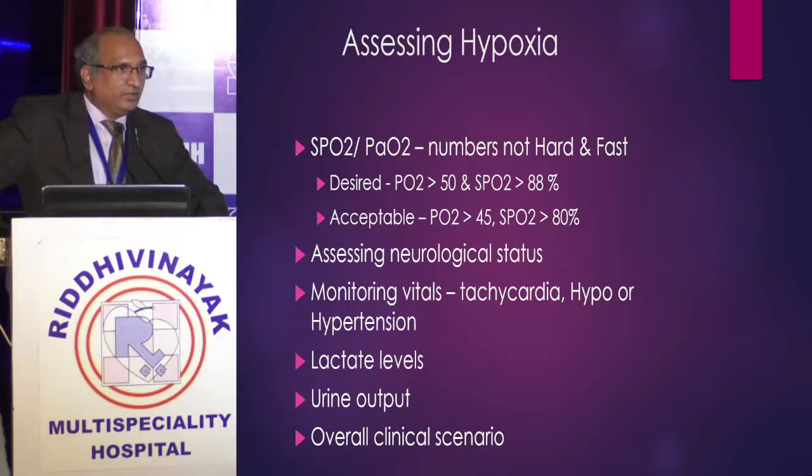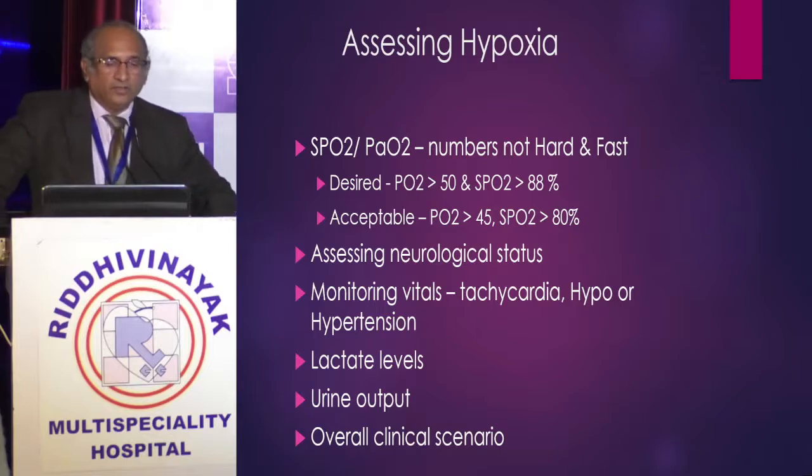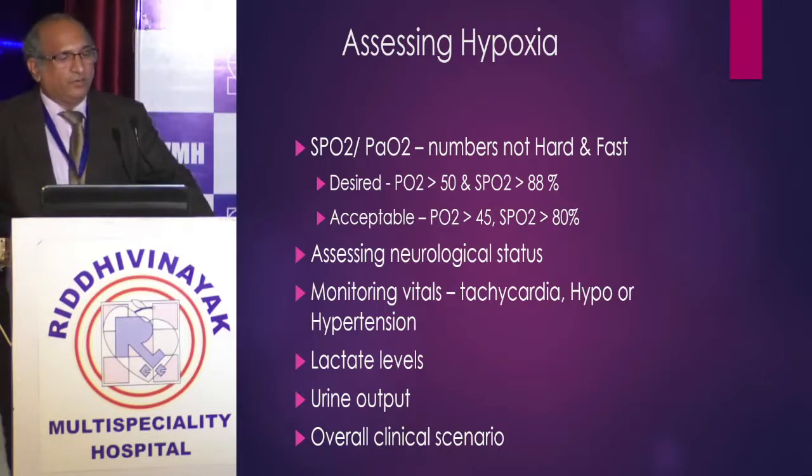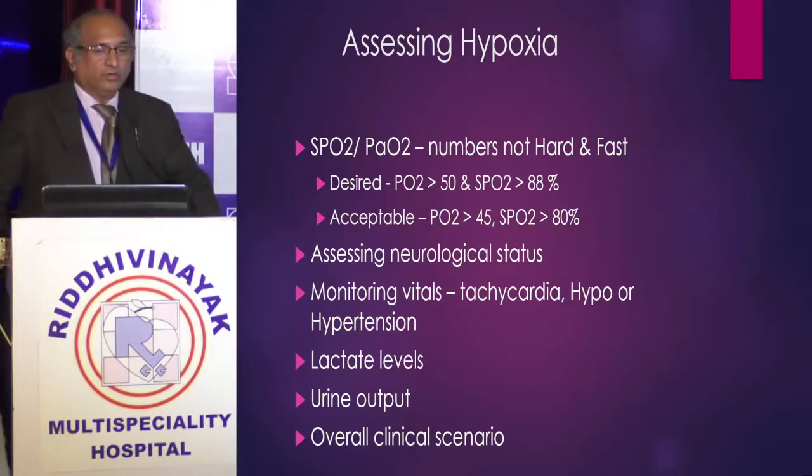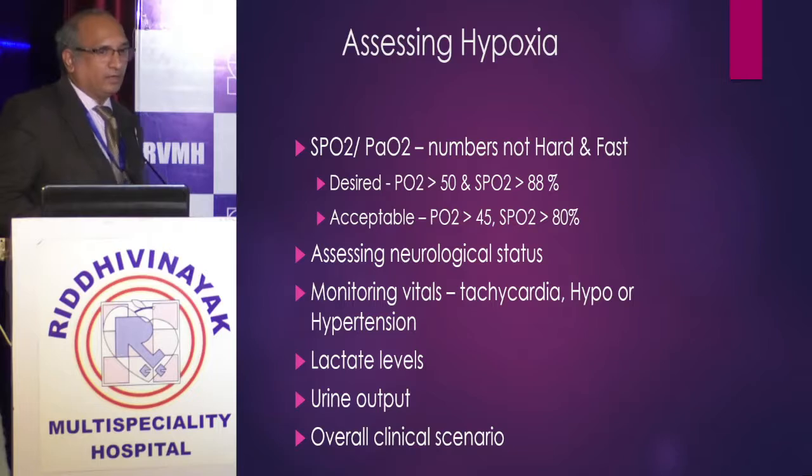You have to assess the neurological status. If the patient is conscious, you are not worried. Monitor the vitals: there is no tachycardia, no hypotension or hypertension. Lactates are fine, urine output is good, and the overall clinical scenario is fine. Then you are not worried, and you accept whatever the saturation is. So don't go only by hypoxia numbers. It is the overall assessment of hypoxia that is important.